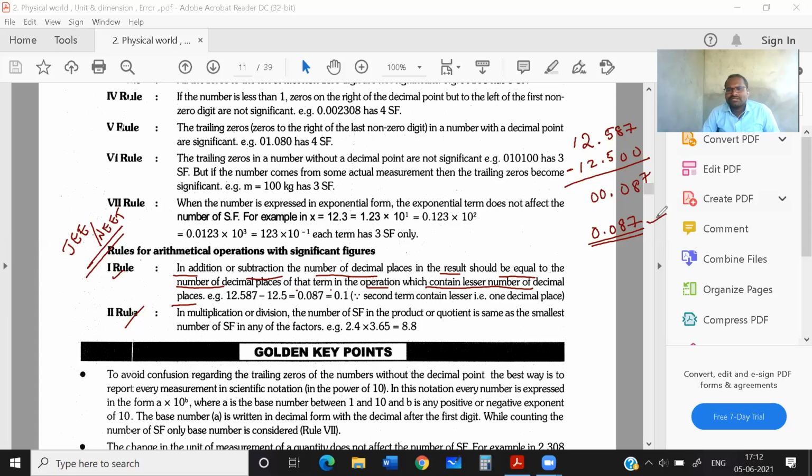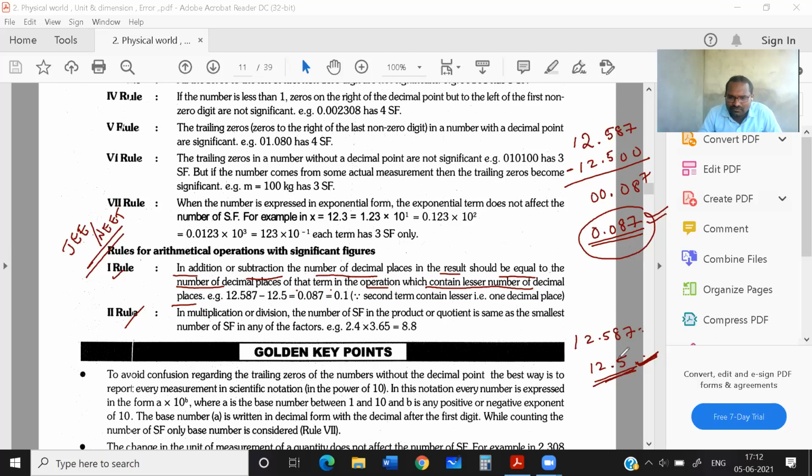Now whether this is correct or not, we need to check. While you are checking, you are having two numbers. One is 12.587, another one is 12.5. Now this final result should have the number of decimal places equal to that of the one among these two which is having less number of decimal places.